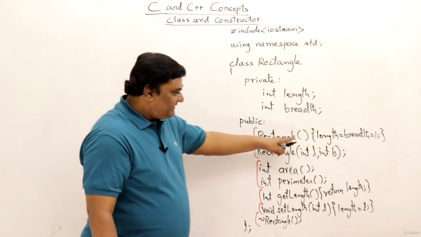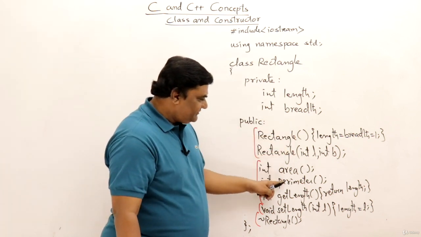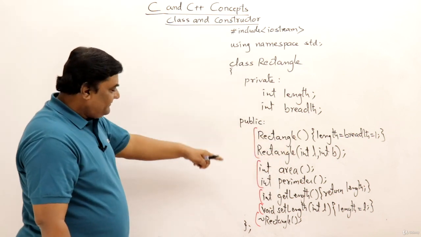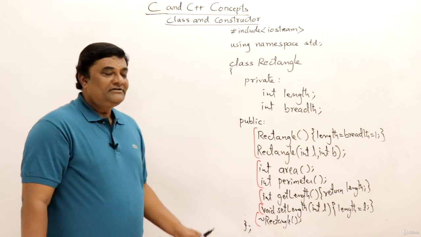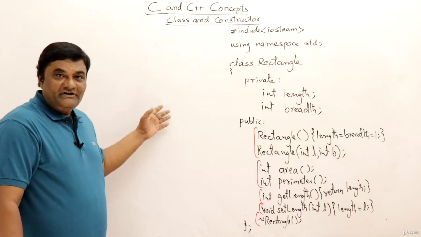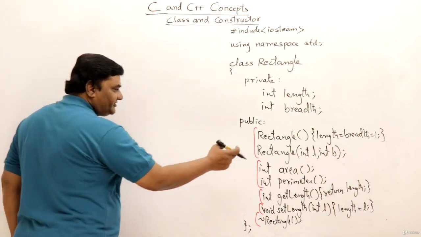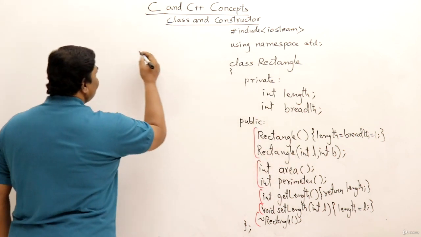Now this is already implemented. These three functions I have to implement. So I implement them outside the class. After this I have to write them. So here I will write down those functions. Let us start with the first function, that is the constructor, the parameterized constructor.